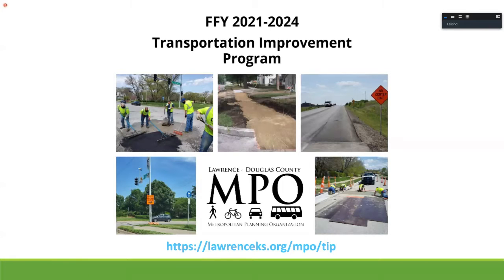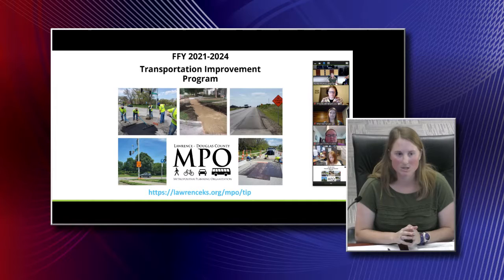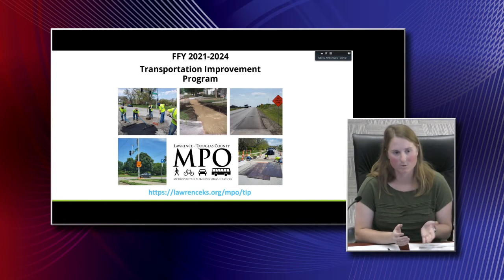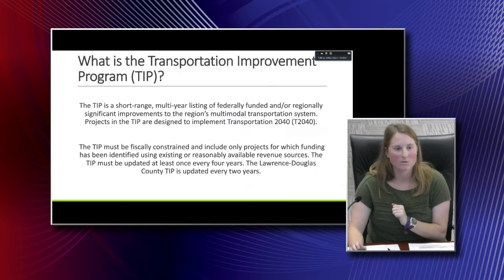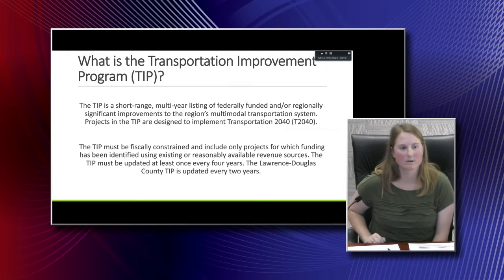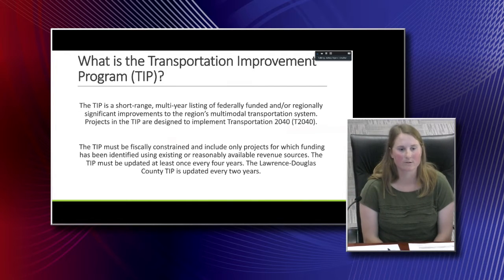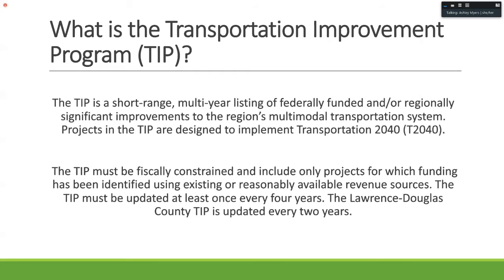Okay. Again, Ashley Myers, Transportation Planner. The federal fiscal year 2021 to 2024 Transportation Improvement Program is coming before you today for you all to review it before we take it to the MPO Policy Board. And the TIP is a short-range, multi-year listing of federally funded and regionally significant projects. And the TIP is the implementation arm of the Long-Range Transportation Plan, or Transportation 2040.